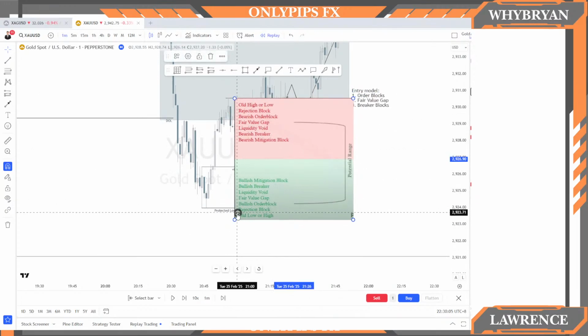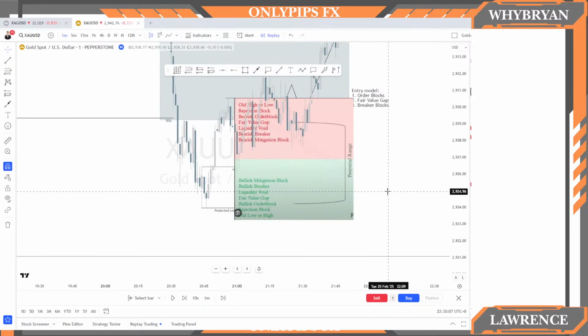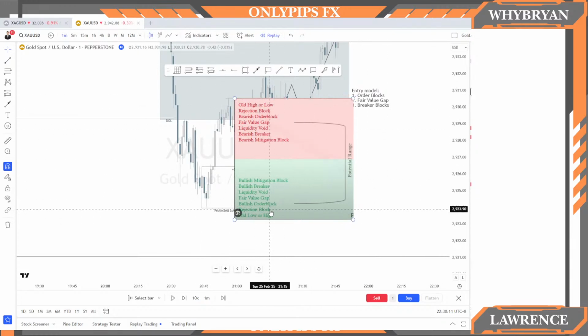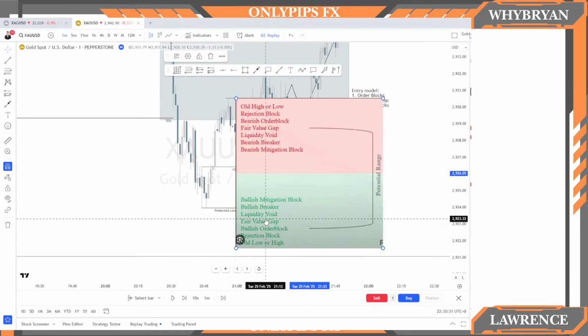So if you want to see from this structure, from this low to this high, what do we have? Let's start from the bottom one. If we are bullish, in every single structure there will be an old low or high, and the rejection block, bullish order block, fair value gap, liquidity void, bullish breaker, and a bullish mitigation block. Can you see right here?